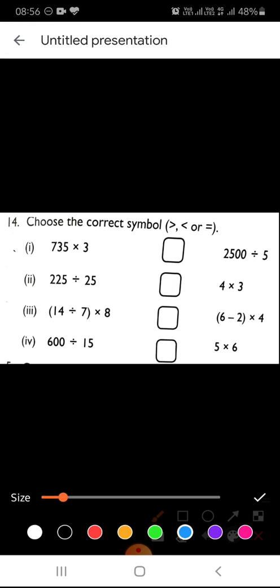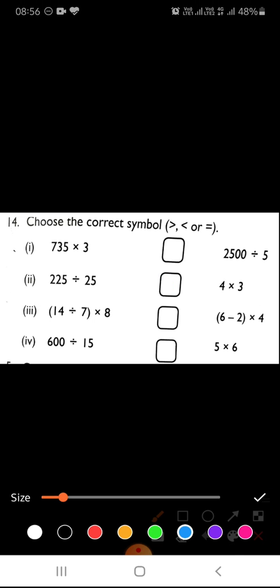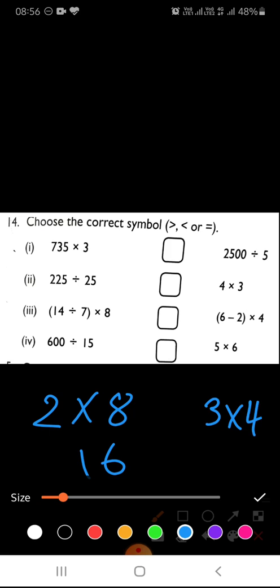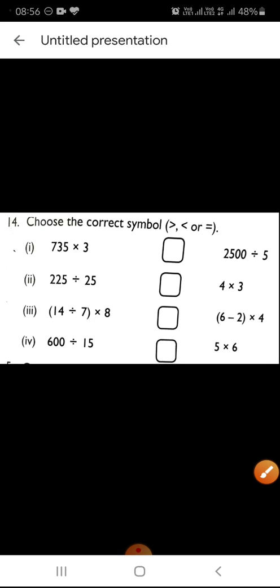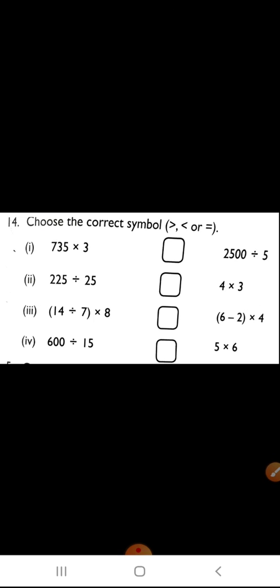In the next one, first of all, you will solve the bracket. Whatever is inside the bracket, you have to solve that first. So 14 divided by 7, what will come? 2 will come, and 2 multiplied by 8, it will be 16. In this one, 6 minus 3 is 3, and 3 multiplied by 4 is 12. Which one is correct? No. 6 divided by 2, 4, and 4 multiplied by 4, 16. So what will come? 16 and 16. So both are equal. We will put the equals to sign. Similarly, you have to do the fourth one also. Means you have to first solve and then see which one is greater and which one is smaller.